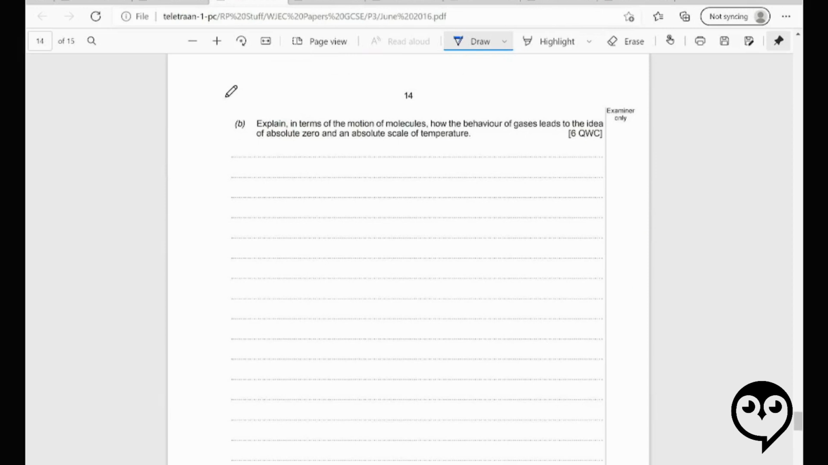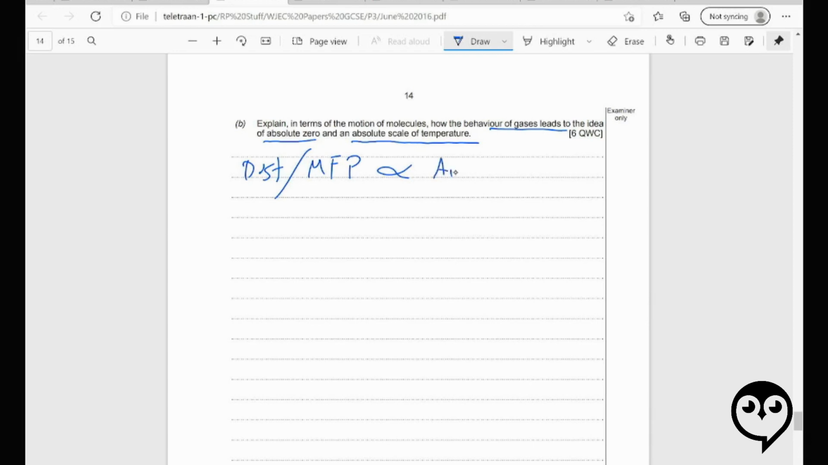Okay, and then part B, we've got a question here about explain how the behavior of gases leads to the idea of absolute zero and the absolute temperature scale. Okay, so we can say that distance between the particles or the mean free path, right? It's proportional to the average kinetic energy of the particles, right? Which in other words is saying it's proportional to the temperature. Okay, now we know that distance can get larger when we heat things up, but it also means that if we lower the temperature enough, the spaces between those particles should get smaller and smaller. That mean free path should get smaller.